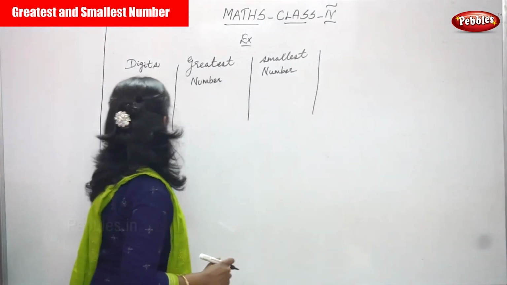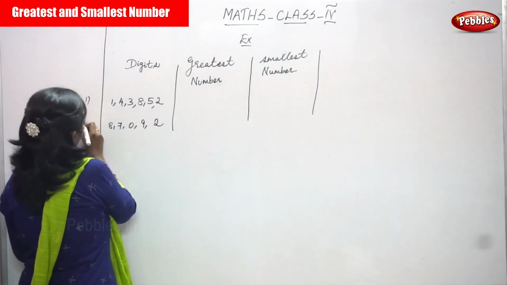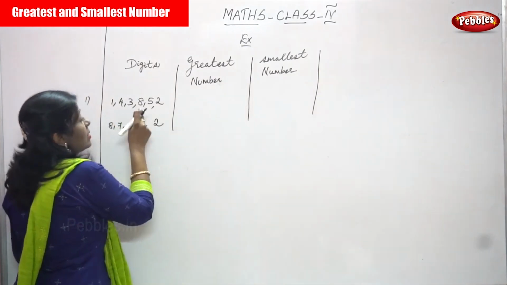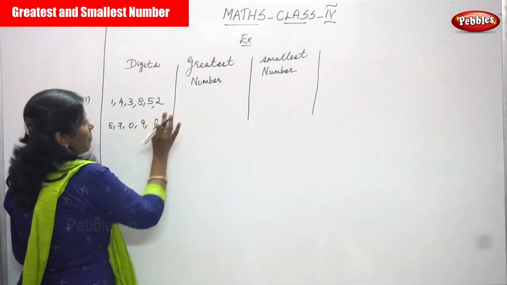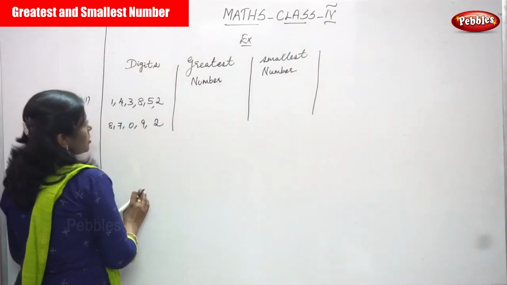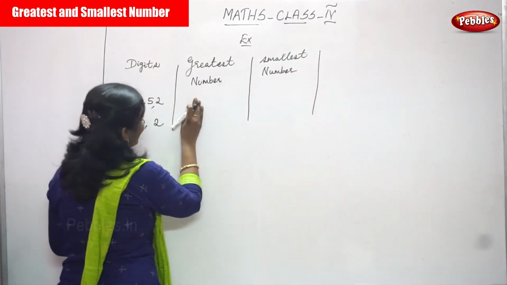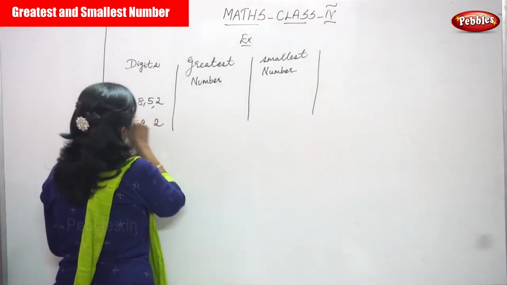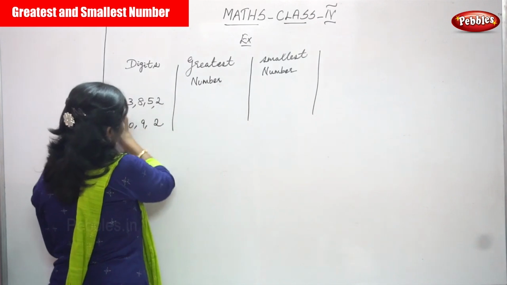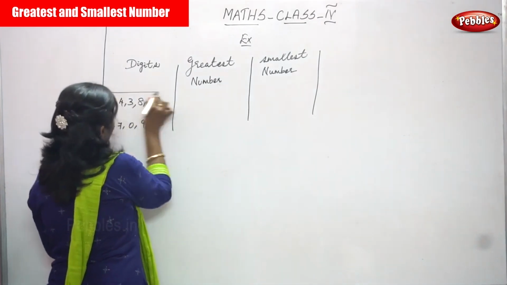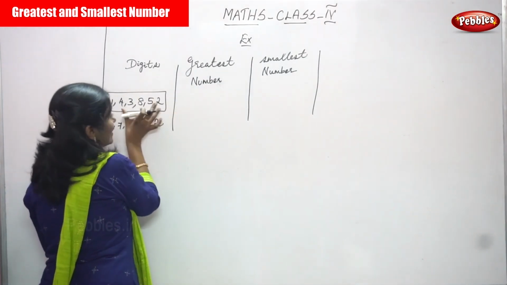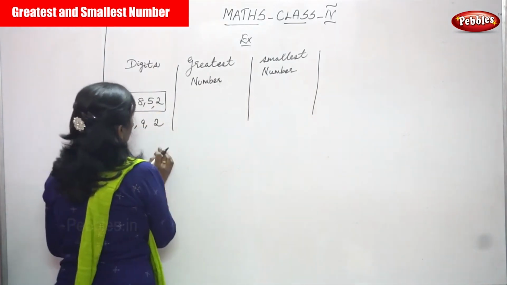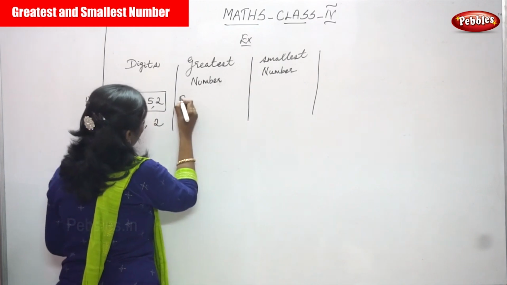Now the first question and second question we are going to solve. First question: 1, 4, 3, 8, 5, 2. The greatest number we are going to form. I've told you we use the descending order. Which number is the bigger number in these numbers? 8 is the bigger number.